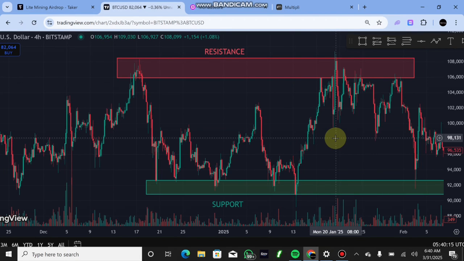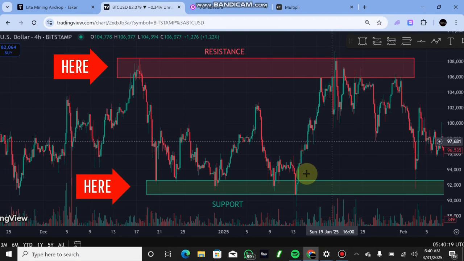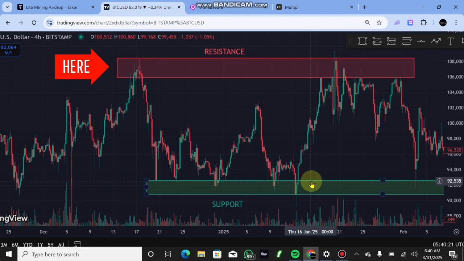One important key level that I'm going to talk about in this video is the support and resistance key level. If you can identify support and resistance key levels early, you can become a very profitable trader. Now let me show you this.